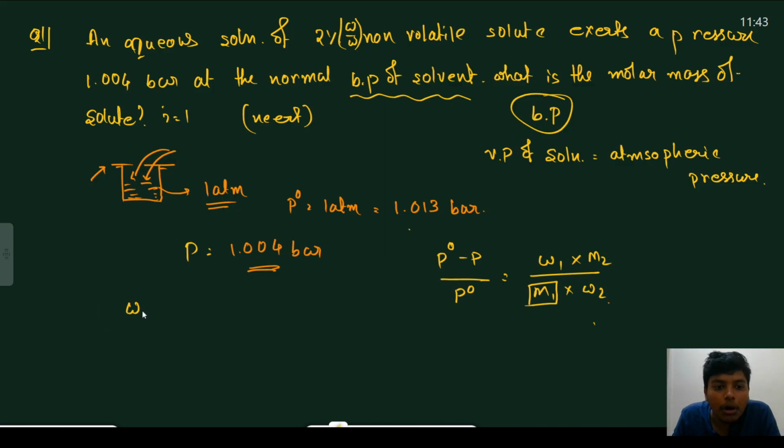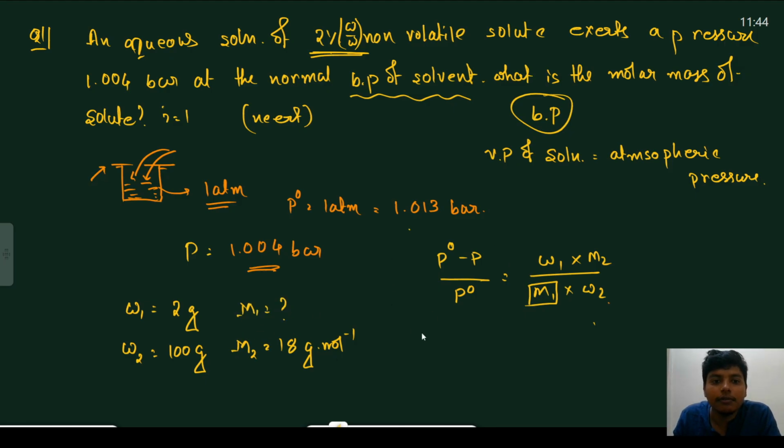Now, all of you tell, what is W1? What is the mass of solute? 2 gram is given here. So mass of solute is 2 gram. What is the mass of solvent? 100 gram. What is the molar mass of solvent? 18, water, 18 gram per mole. And they are asking what is M1. Just put the value, you will get the answer.